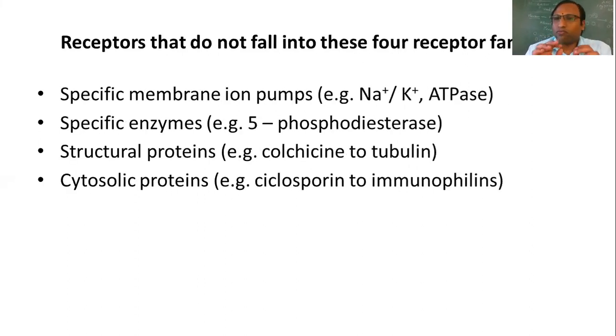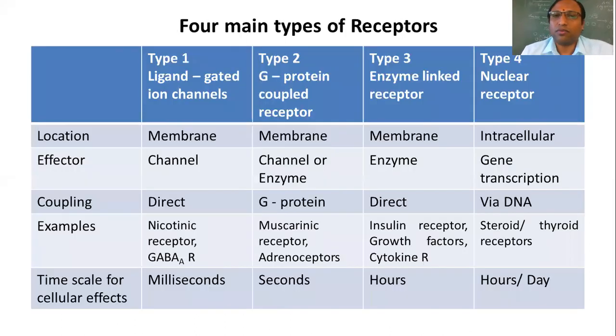The receptors that do not fall into these four receptor families have been categorized under some other families, like specific membrane ion pumps such as the sodium potassium pump, or ATPases for the ETC cycle, then specific enzymes like 5-phosphodiesterase, then structural proteins like collagen and tubulin, then cytosolic proteins, that is cyclosporin to immunophilins. All these things are apart from the four families.